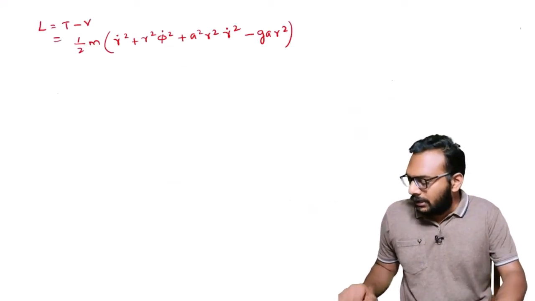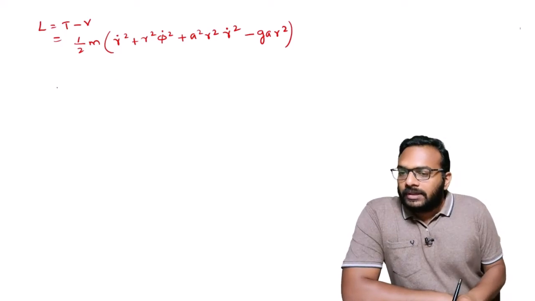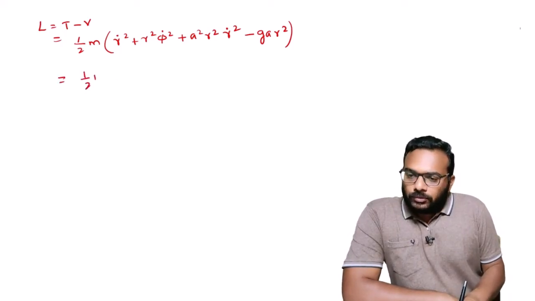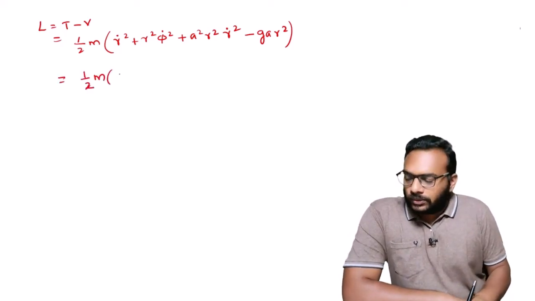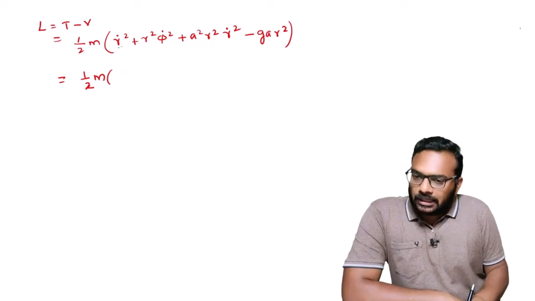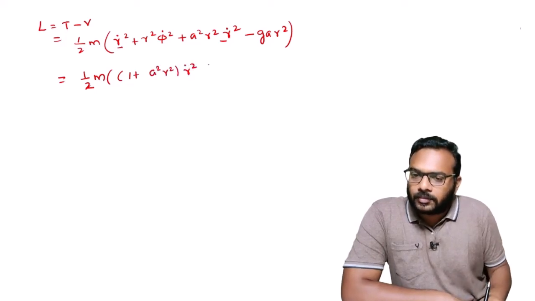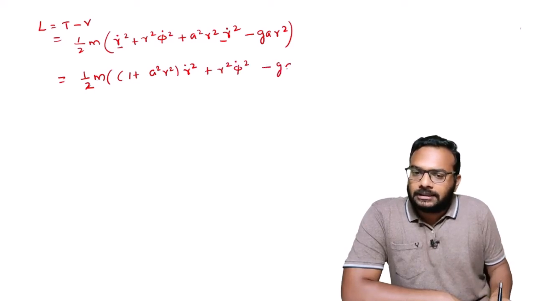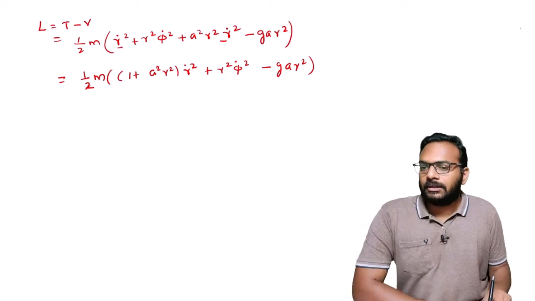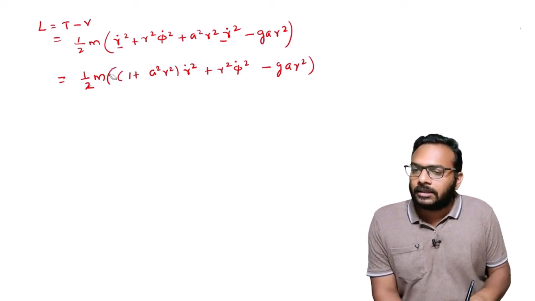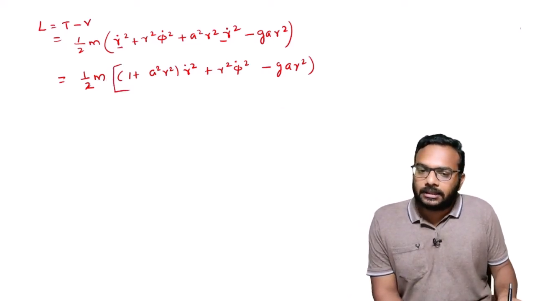Now we can simplify this a little bit to match it with one of the options. We can pull this R dot square outside from here. So that is 1 plus A square R square, times R dot square, plus R square phi dot square, minus g A R square. So that is the Lagrangian of this system.